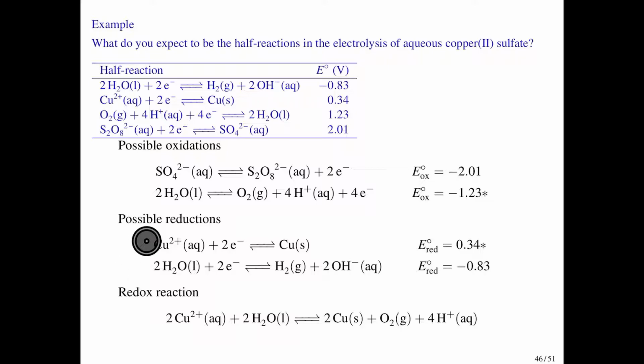And so these are now my two half reactions. I can recombine them by multiplying this equation by 2 and adding it to that equation, and that's going to give me this redox reaction here. So this is the redox reaction that's going to occur in this electrolytic cell.